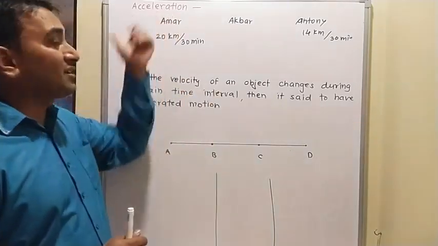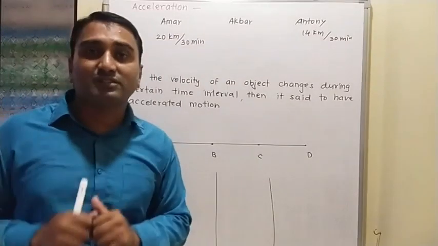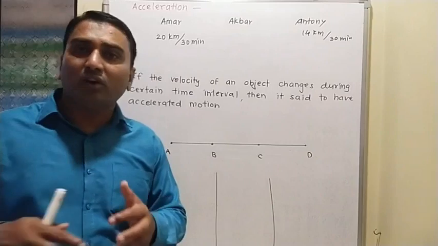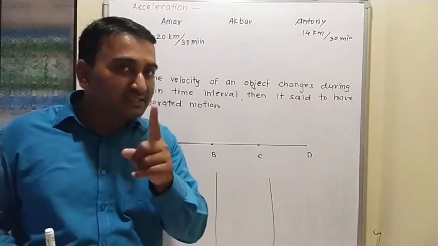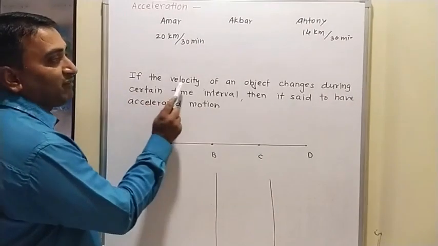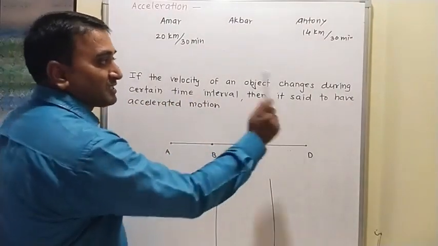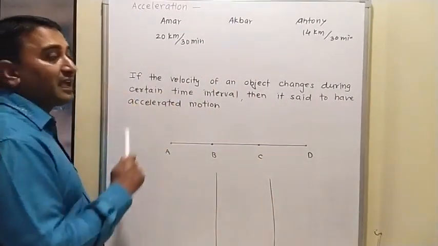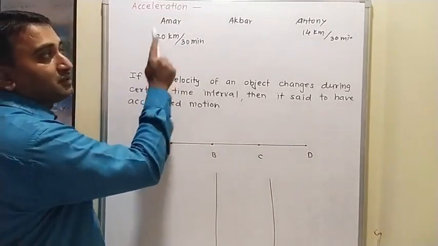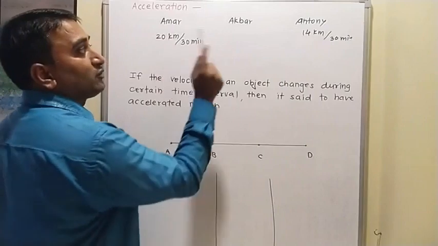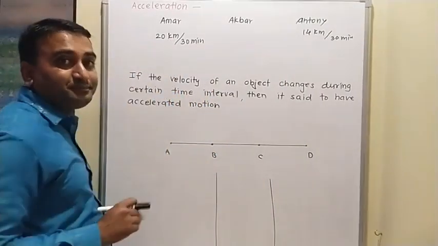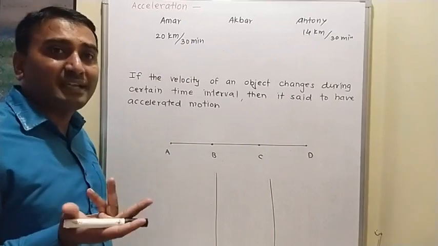So what is acceleration? Acceleration is change in velocity. If velocity changes in equal interval of time or any interval of time, that is considered accelerated motion. So what is the definition here? If the velocity of an object changes during a certain time interval, if there is a change in velocity, not about Anthony, now we have to discuss Akbar, because in equal interval of time, the change in velocity is the same.